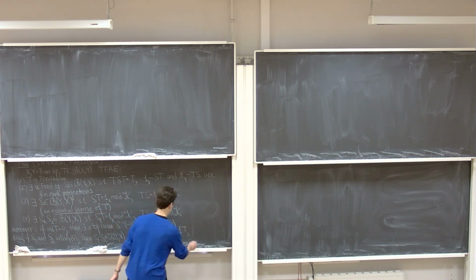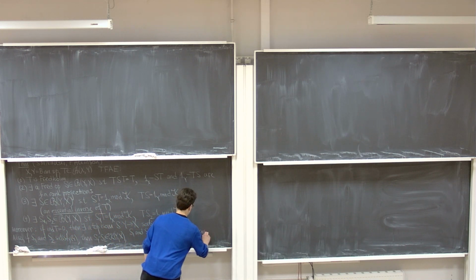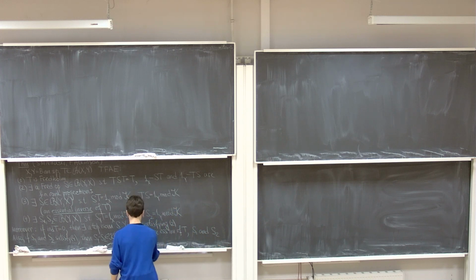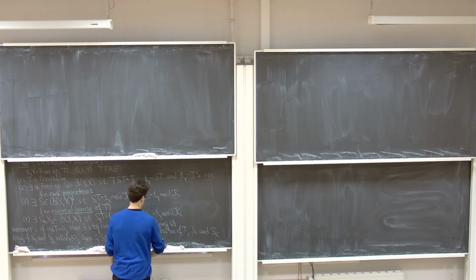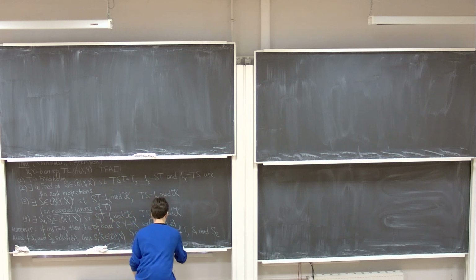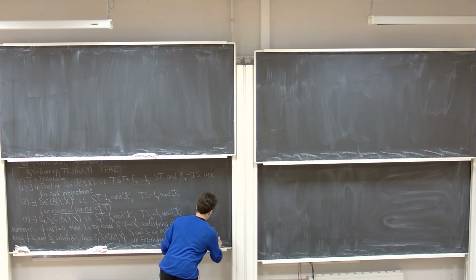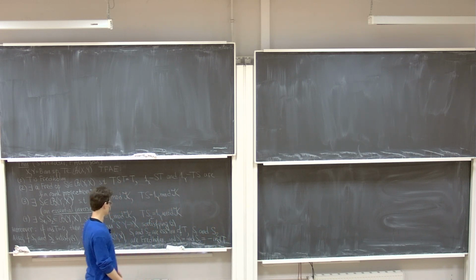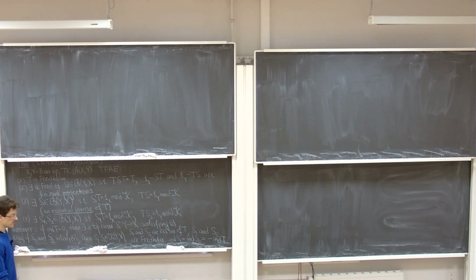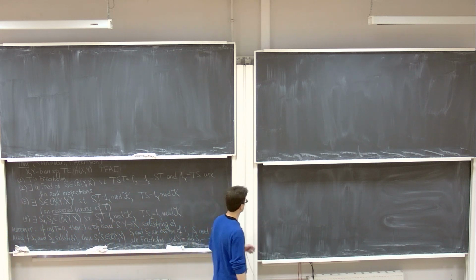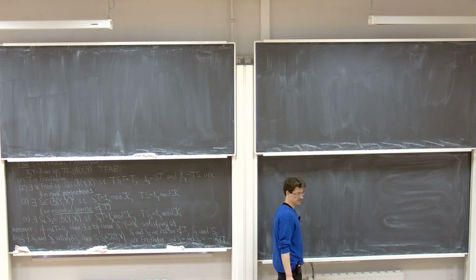They are Fredholm. S1 and S2 are automatically Fredholm. And their indices are the same and are equal to minus the index of T. Okay, so this is the result which was proved at the previous lecture. And now let's look at some special cases and deduce some corollaries of this result.